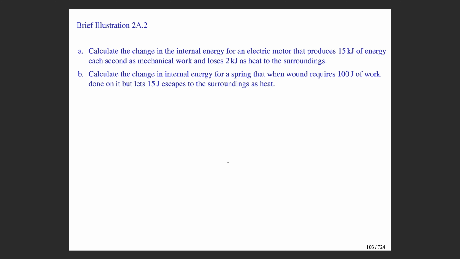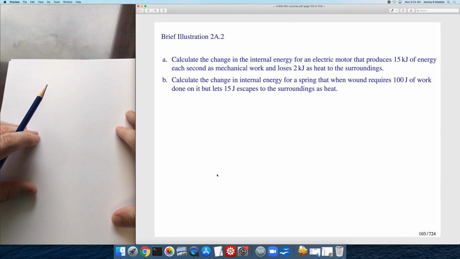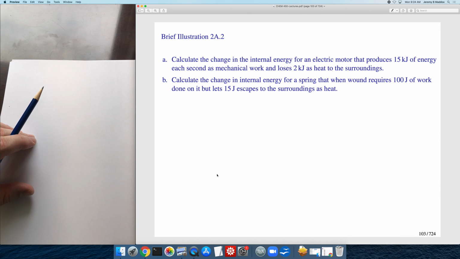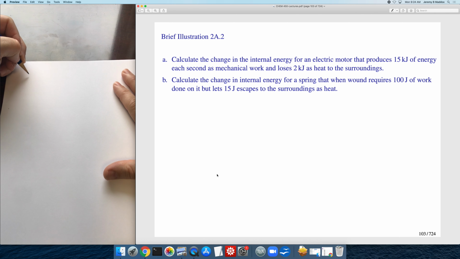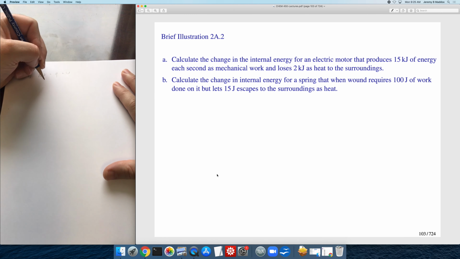In this problem, we are being asked to use the first law, and it's a pretty straightforward problem. So what we have here is some electric motor that produces 15 kilojoules of energy as work, and it loses 2 kilojoules of energy as heat. So to calculate the change in the internal energy, we would write delta U equals Q plus W.